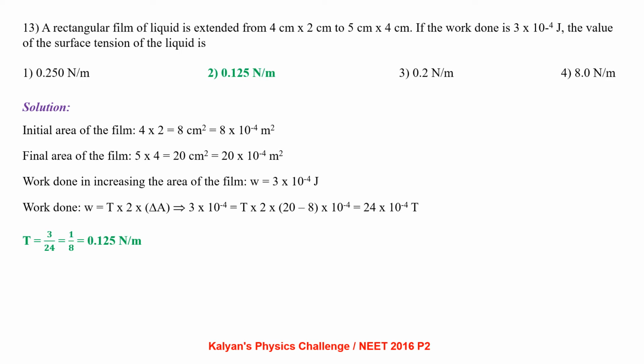So the work done in increasing the surface area of a soap film is given by surface tension into increase in surface area. Here the surface area increase has to be doubled because the soap film has two surfaces. From here, by putting the values given, we get surface tension equal to 1 by 8, that comes out to be 0.125 Newton per meter.